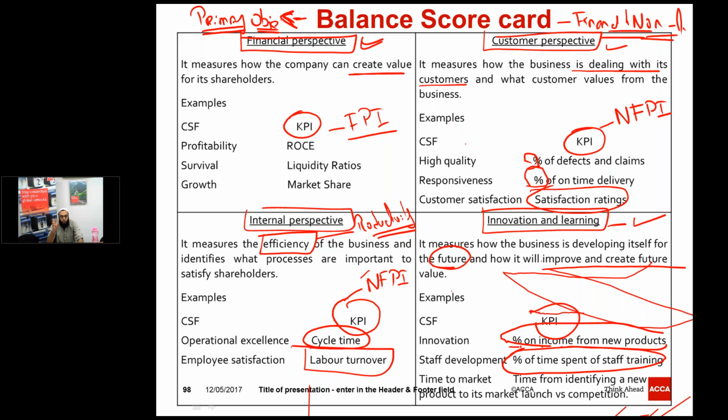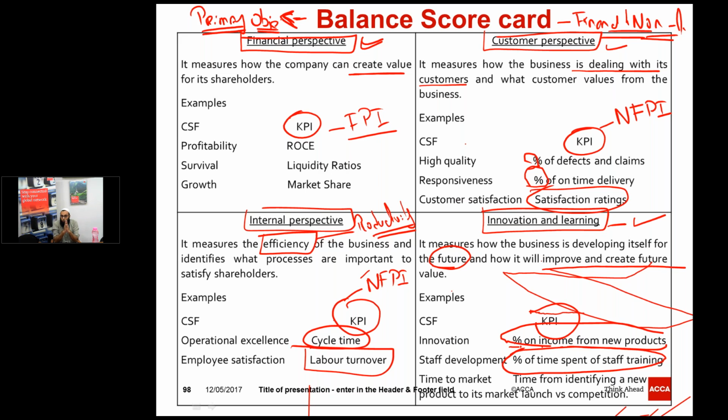This model was made by Dr. Kaplan and Norton, who researched all those top companies to find out why those top companies were top. And they found out that all the top companies have a balance of 4 things: they are creating value for their shareholders, they are satisfying their customer needs, their internal efficiency of the business is good, and their future is secured because they are doing innovation and learning. So that's why this model came into function.